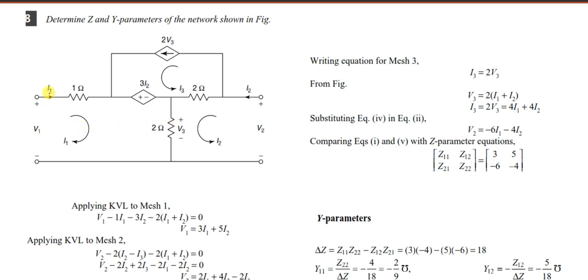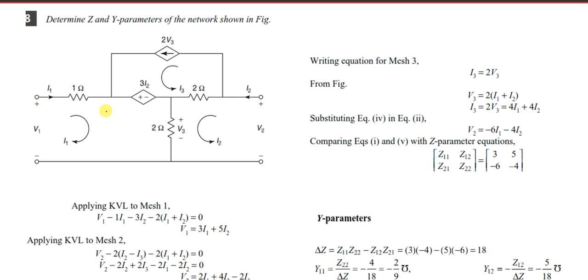So always remember, the input side is V1 and I1, so the arrow mark of the current is on the right side only. And the output side should always be V2 and I2, and this current should be like this. So here the current direction is clockwise, here anti-clockwise. In mesh analysis, we write everything clockwise.